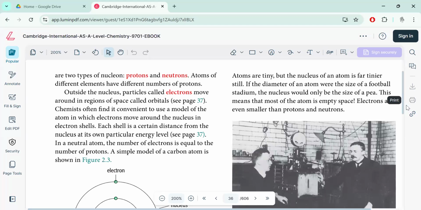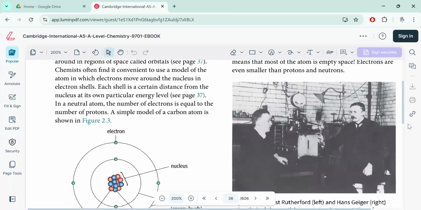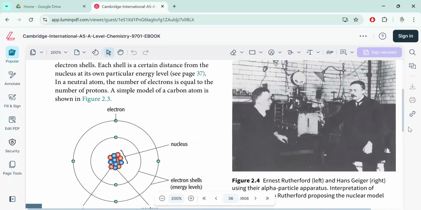Take this as an example. If an atom has more electrons than protons, then this atom will have a negative charge, and it's called an anion. While if it's the opposite, if the atom has more protons than electrons, then it will become a positive ion. It's called a cation. So that's basically how ions are made: from an atom that has either more protons or more electrons.